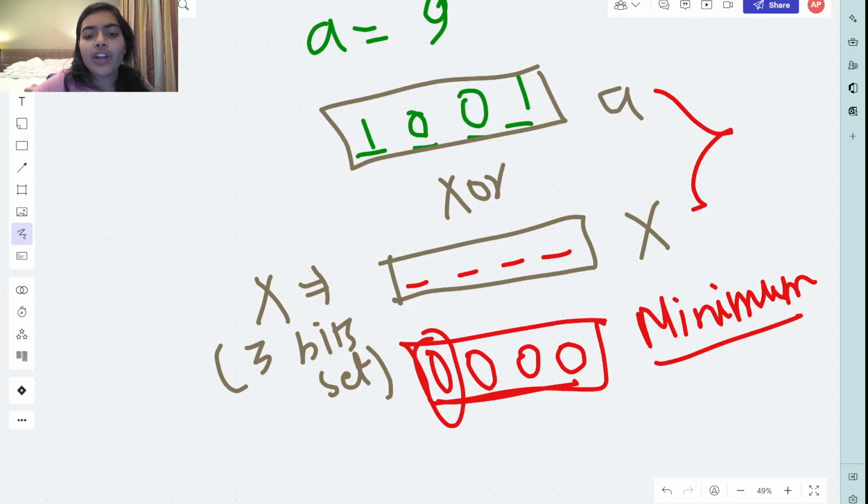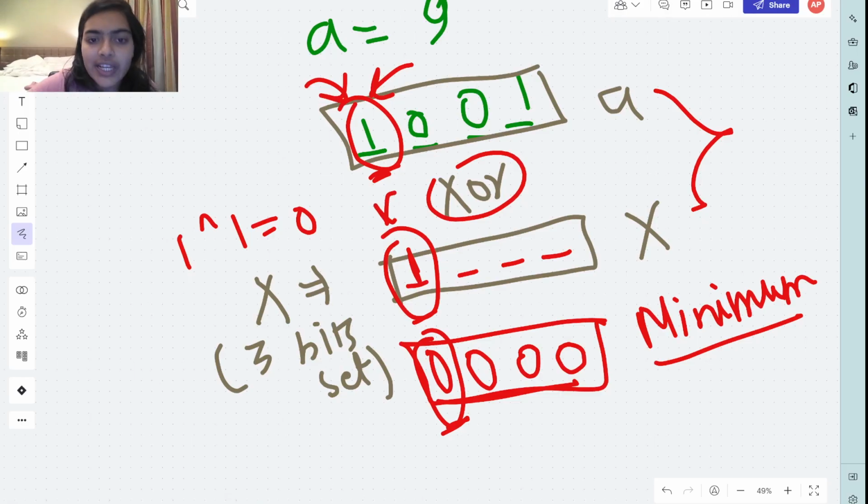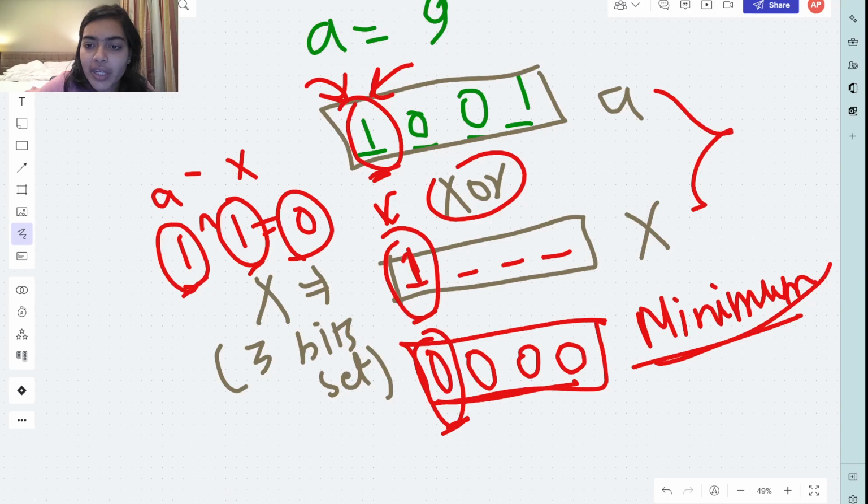Let's think about it. If we have to get a 0 here in A, you can see that this bit is set, right? So what should come here, given that 1 XOR something is going to give you 0? It should be 1, right? Because 1 XOR 1 will give you 0. So if you have a bit set in A, and you go and set that bit in X also, then both the bits, if you XOR, you will get 0, and 0 is the minimum possible value, right?